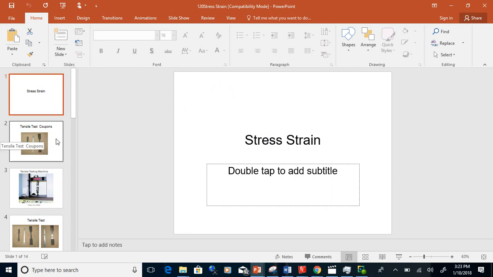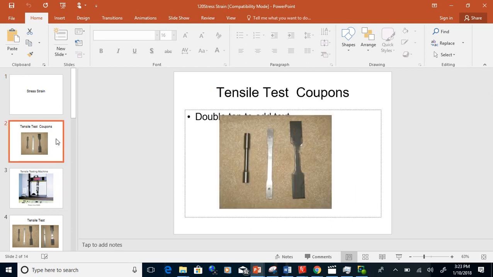All right, now let's have a look here at how we test materials. What we do is we take these metal samples called coupons. They're just samples of metal that are milled down to standard shapes. They're sometimes rectangular.